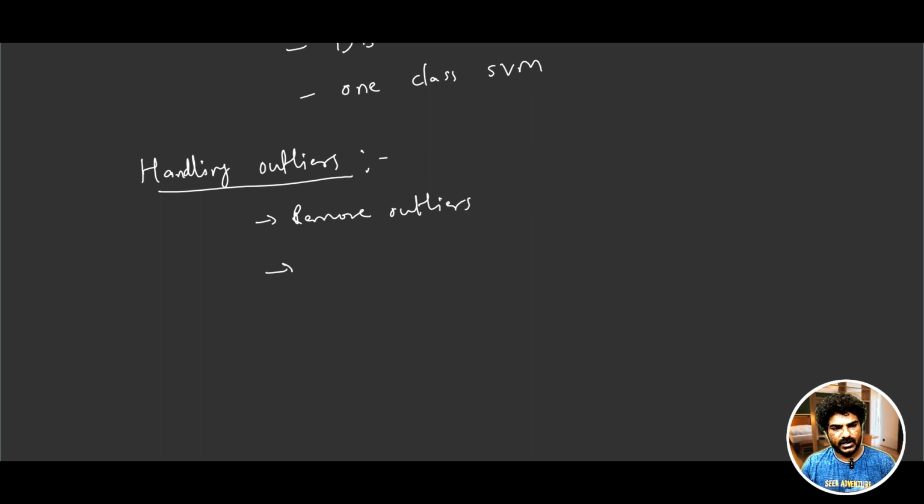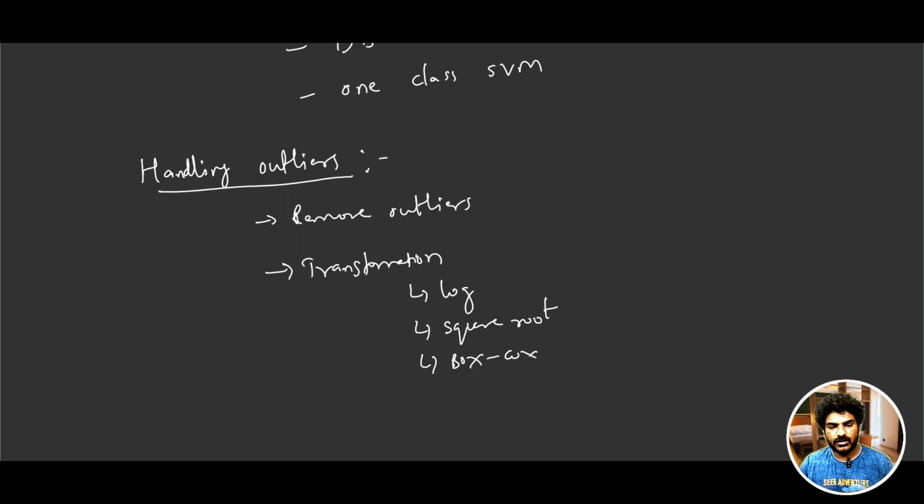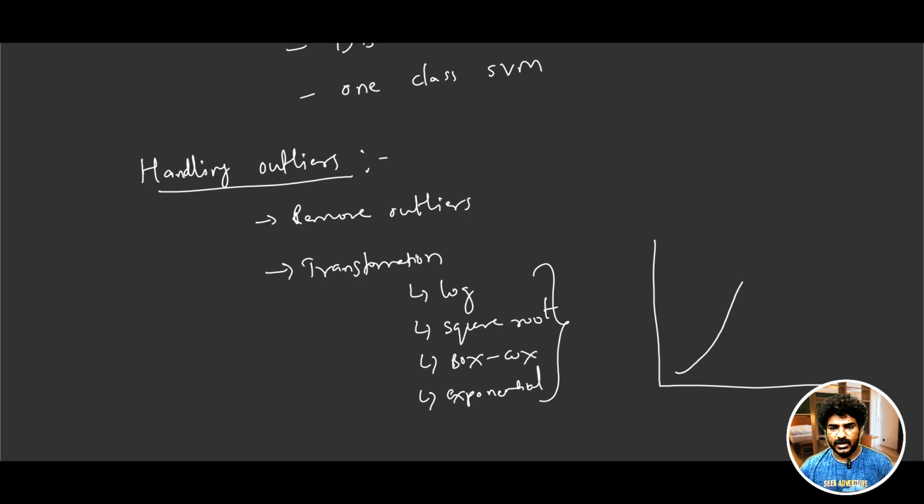And the next step is transformation. So you apply transformation on the data to handle these outliers, right? So let's see what the different transformations are. We can apply log transformations. You have square root transformations. You have Box-Cox transformations. You have exponential transformation. When you apply these transformations on your specific data set, your data becomes more symmetric in nature. It means that the impact of outliers will be reduced.